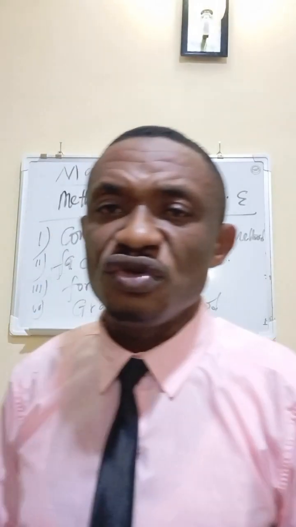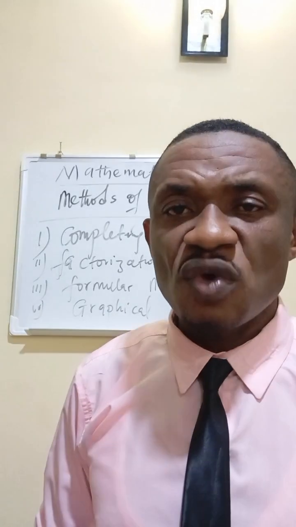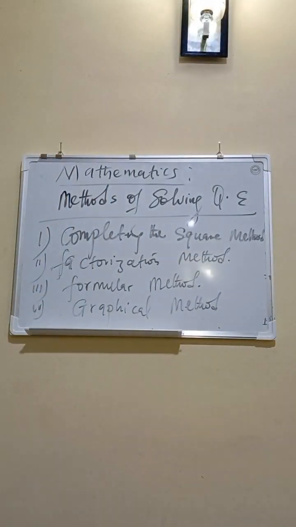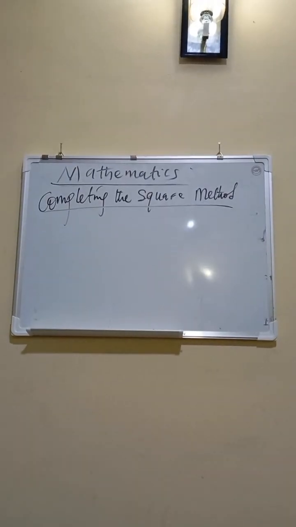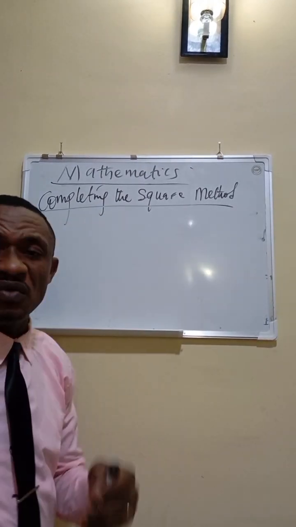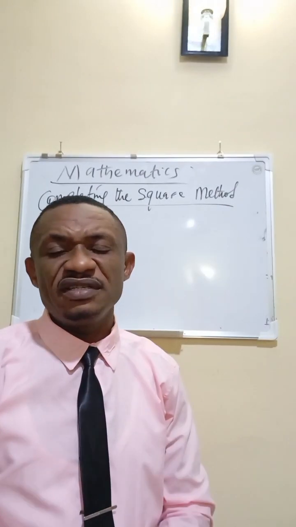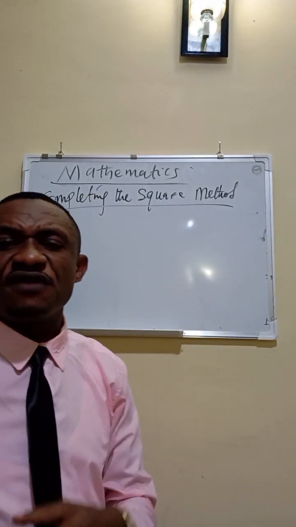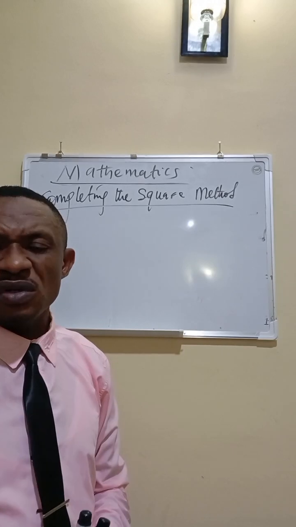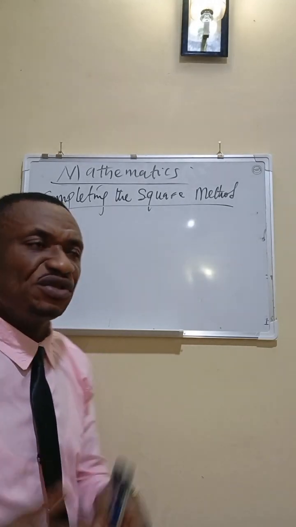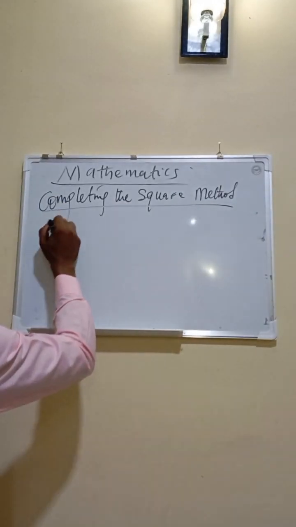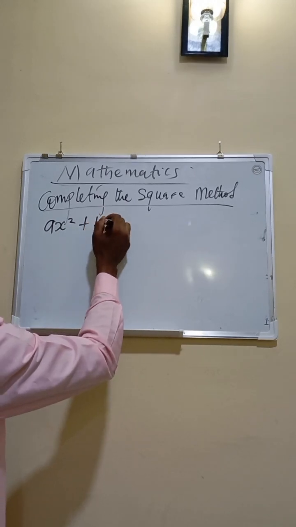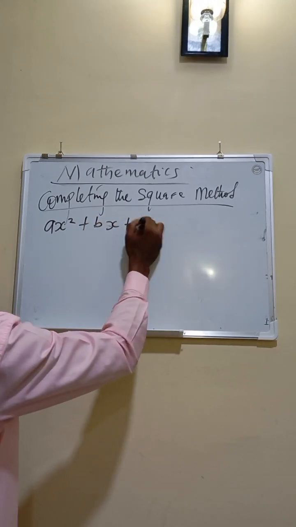Now let's look at solving quadratic equation using completing the square method. Now we'll show you how to use the completing the square method. It is this method that gave rise to what we call the quadratic formula. Now let me show you something. This is the quadratic equation I gave you.